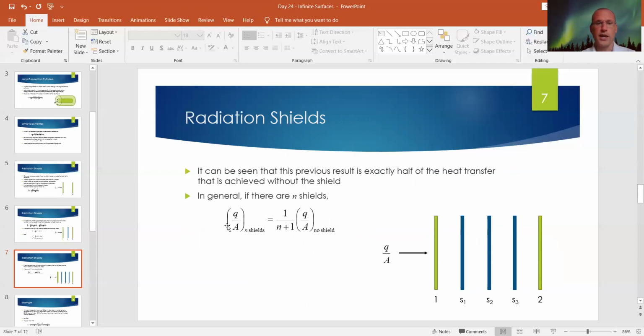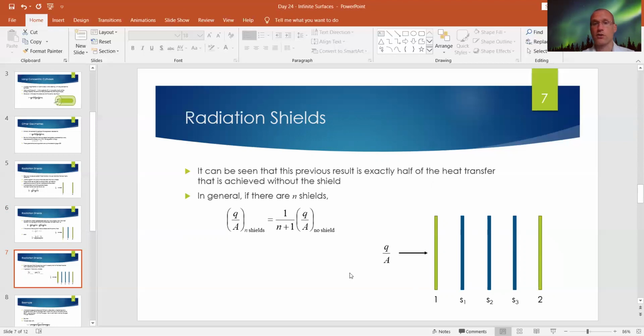It can be shown that if you take more than one shield, you're going to reduce it by 1 over n plus 1. So in the previous case, I only had one shield, so I had 1/2 of the original heat transfer. If I have 3 shields like I have down here, that'll be 1/4. So each time you add an additional shield, you're not reducing it by the same factor. It gets less and less. But again, you are still reducing it.